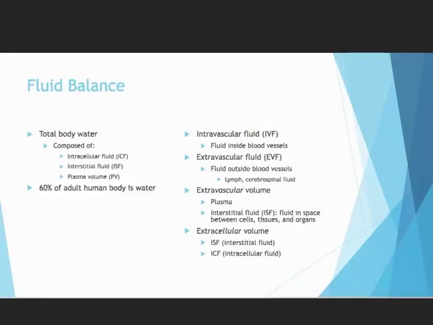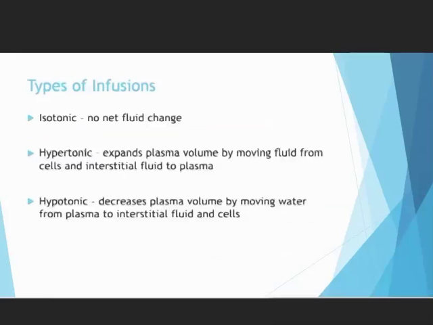When we define intravascular volume, we're talking about fluid inside the blood vessels. We're talking about extravascular fluid, fluid outside the blood cells like lymph and cerebrospinal fluid. Extravascular volume is seen as plasma, and then interstitial fluid, which is fluid in spaces between cells, tissues, and organs. And then extracellular volume is seen as interstitial fluid and intracellular fluid. So again, just the various components, just a broad array. You don't need to know this. It's just kind of a preface to thinking about how the human body is composed of various sources of water or fluid.